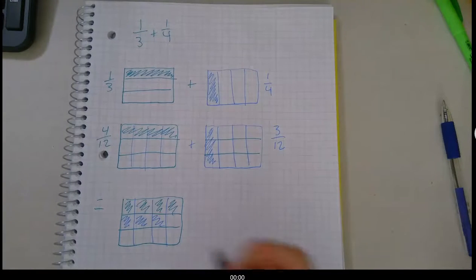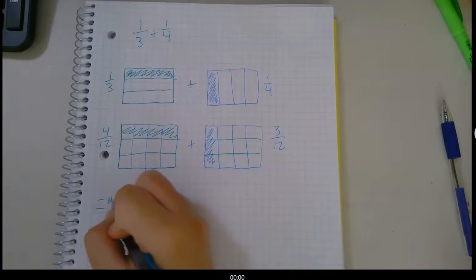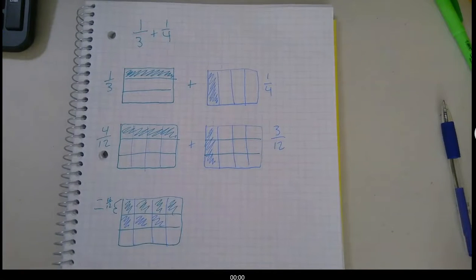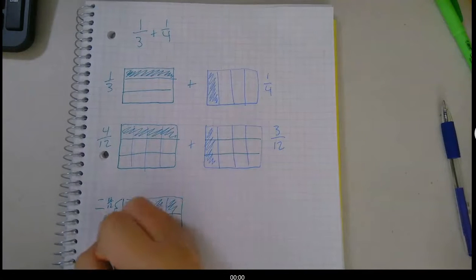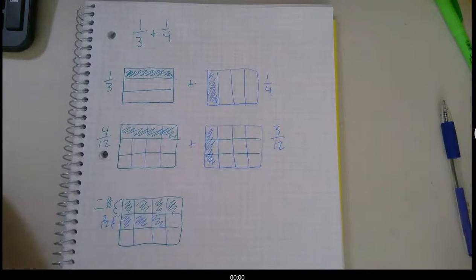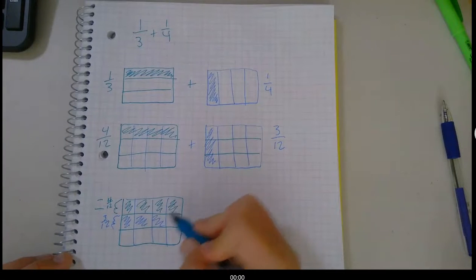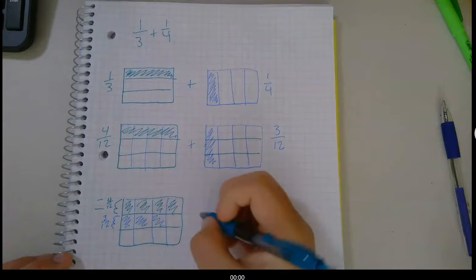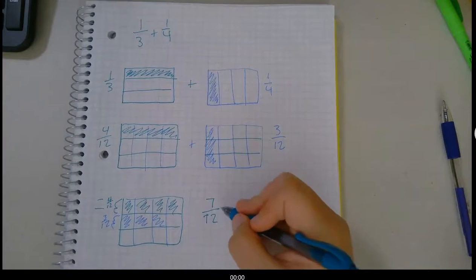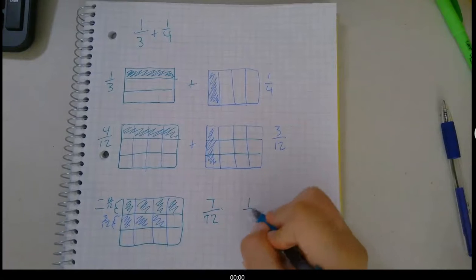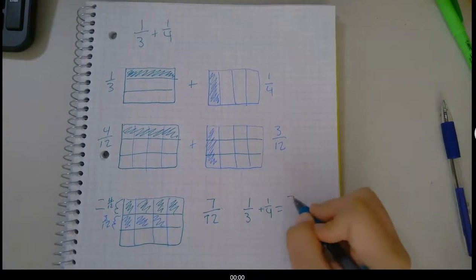And you can see that this portion is equal to 4 twelfths, and this portion is equal to 3 twelfths. So now that we add those, it's going to be 1, 2, 3, 4, 5, 6, 7 twelfths. Since this cannot be simplified anymore, this means that 1/3 plus 1/4 equals 7/12.